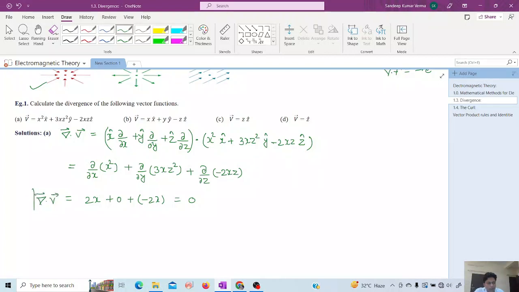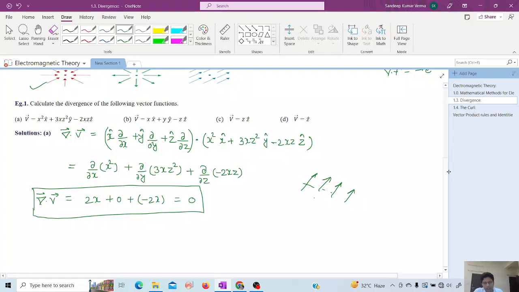A divergence of 0 represents that there is a constant increment or decrement like this. So the magnitudes of these vectors are similar. So here the divergence shows 0.